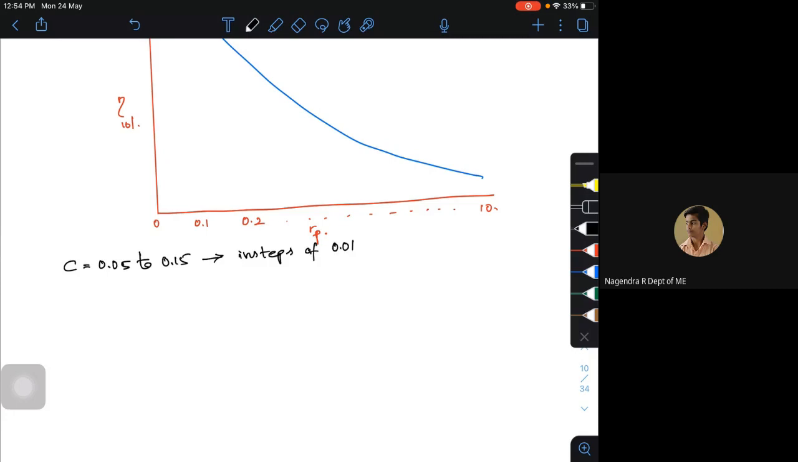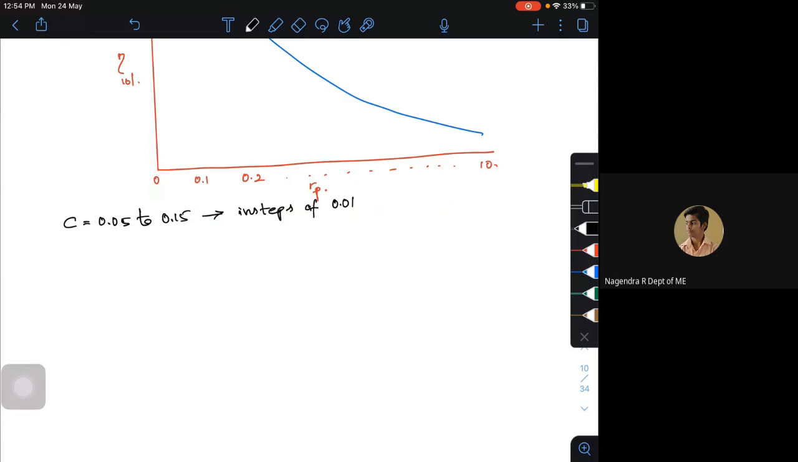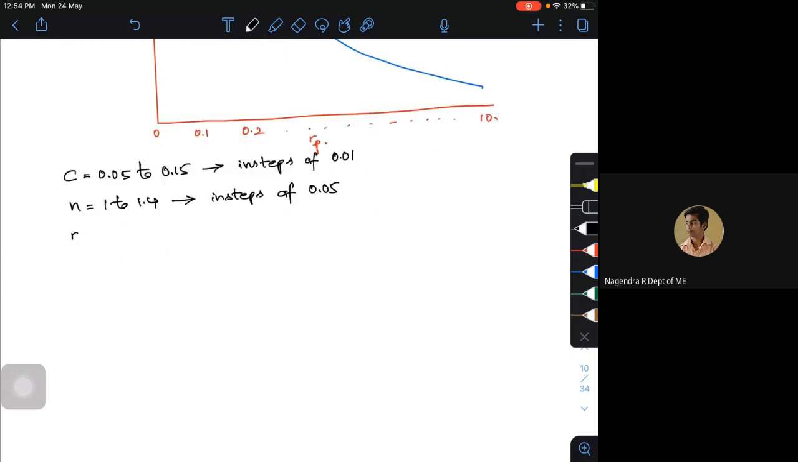And also, one of you can try with n equal to 1.05, one can try with n equal to 1.1. So n, you vary from 1 to 1.4 in steps of 0.05.